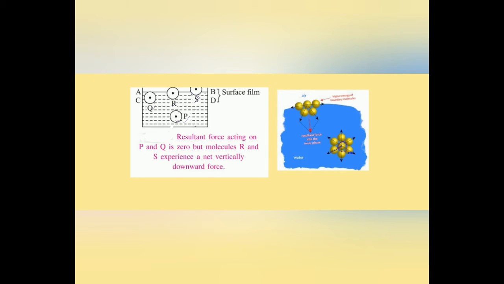So how will it reduce the potential energy? By decreasing the number of molecules on the surface. How can it reduce the number of molecules on the surface? By reducing the surface area. That is why surface tension is the property of the liquid to reduce the surface area. This is the molecular theory behind the cause of surface tension.